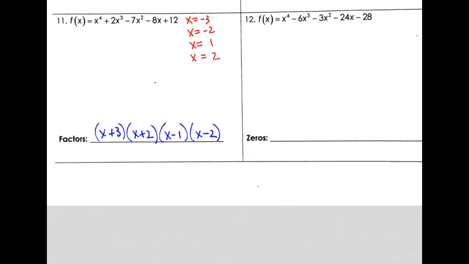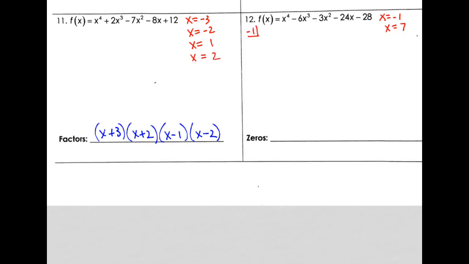And then the last one, number 12, guys. This video is getting kind of long, so hopefully you found it useful. Take your function, punch it in the calculator. It's going to give you some zeros. It's going to give you x is equal to -1 and x is equal to 7. Same exact thing. We're going to do some synthetic division. So let's start with our -1.